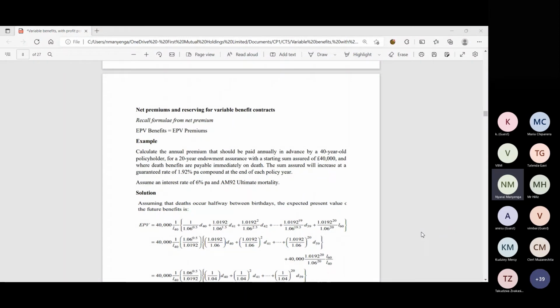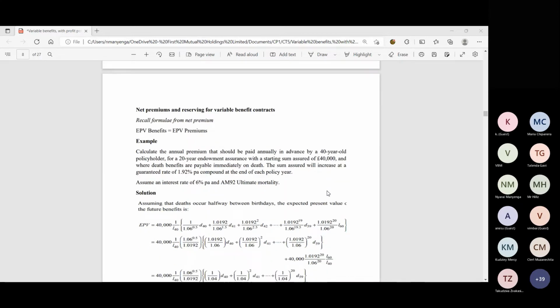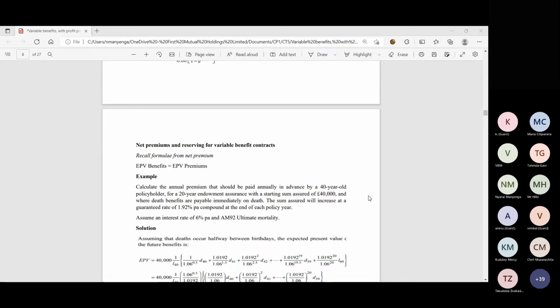So I'm going to move on to net premiums and reserving for variable benefit contracts. We're just going to recall the formula that we discussed earlier, where you would say the expected present value of benefits is equal to the expected present value of premiums. So we're going to look at another example, for you to appreciate how to calculate these.